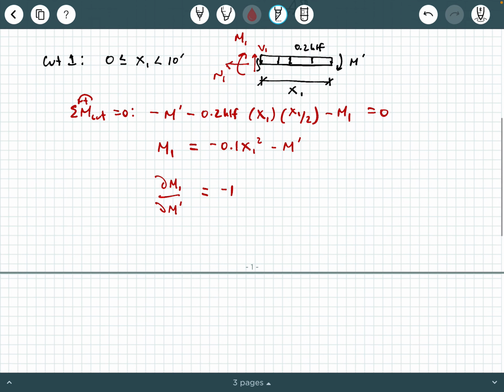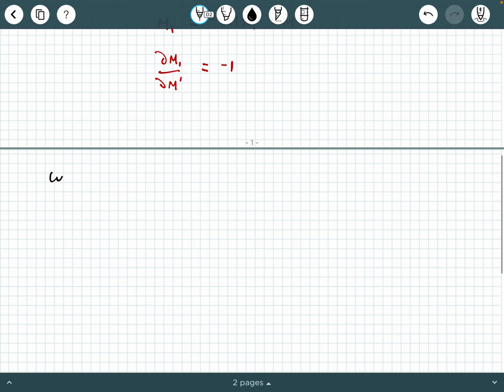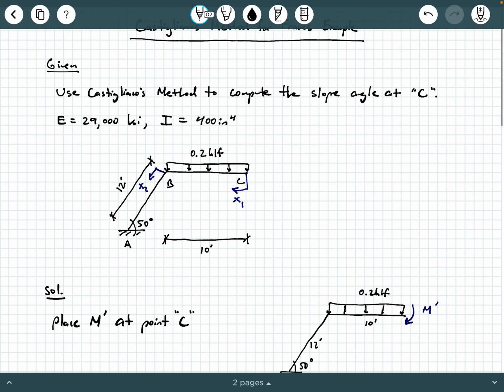Now we're going to need to make a second cut. I'm going to scroll on down a little bit, make some room here. We're going to say cut 2. Now, cut 2 is going to be valid from 0, x2, up to 12 feet, okay? So cut 2 is going to be somewhere in this diagonal member, all right?